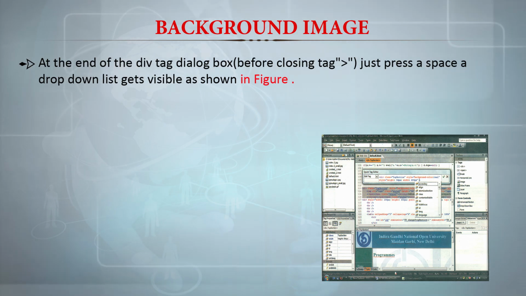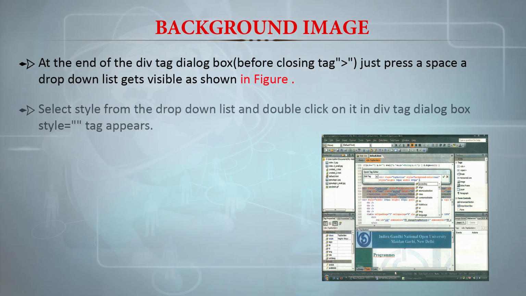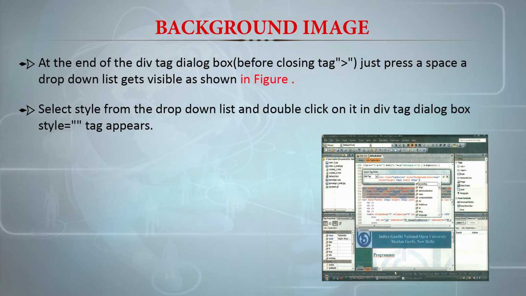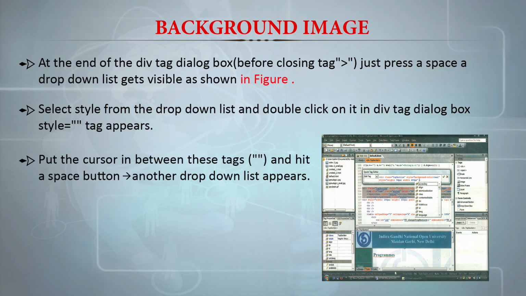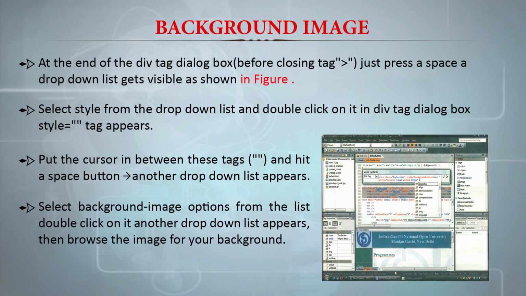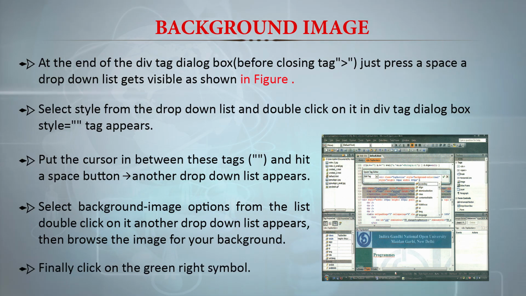and a drop down list becomes visible. So this drop down list is very important. Select style from the drop down list and double click on it in the div tag dialog box, and the style equal to double quotes with no space in between tag appears. So put the cursor in between these quotes and hit the space button, and another drop down list appears. Select the background image option from the list, double click on it, and another drop down list appears, then browse the image for the background and finally click on the green right symbol.